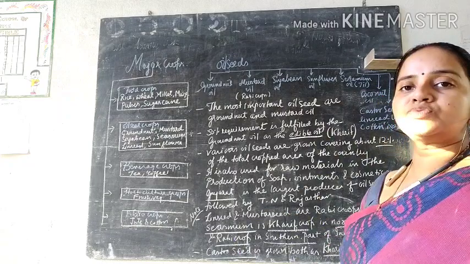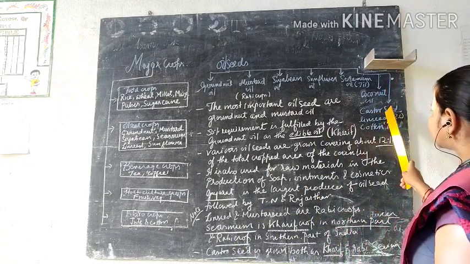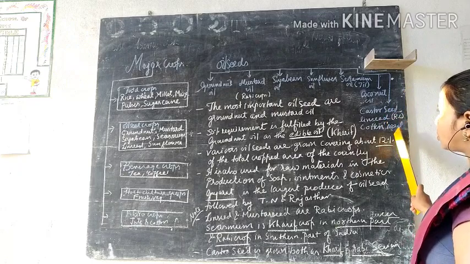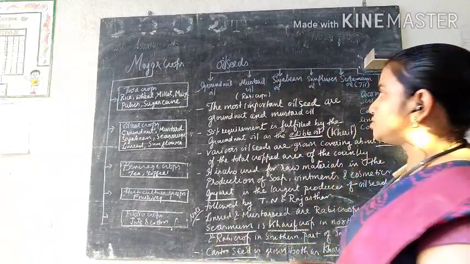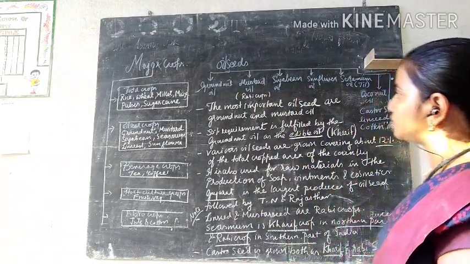And besides these, we have three seeds, that is castor seeds, linseeds and cotton seeds. Okay, so mustard oil and linseed are rabi crops. Okay, so that is to be noted down here.